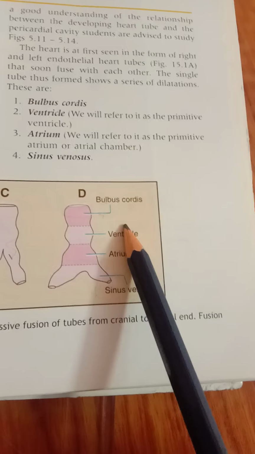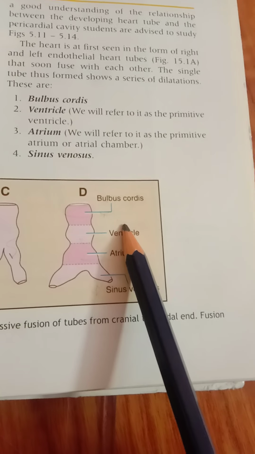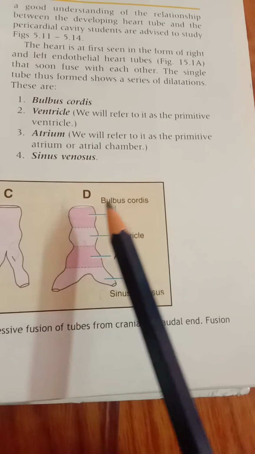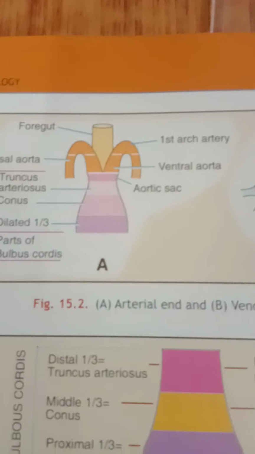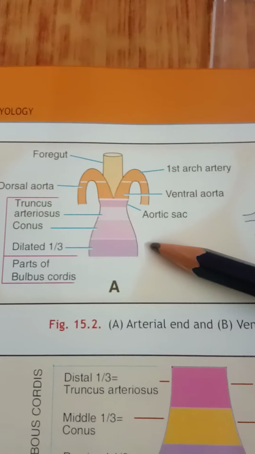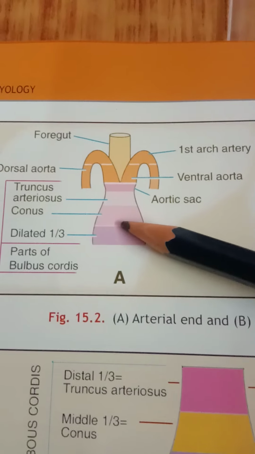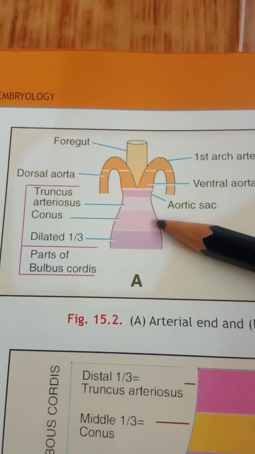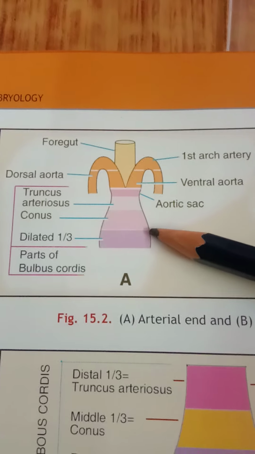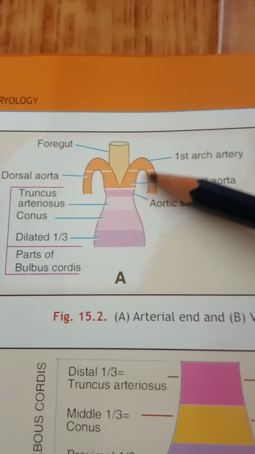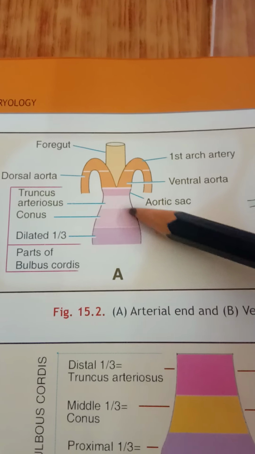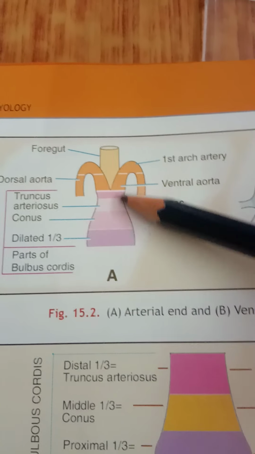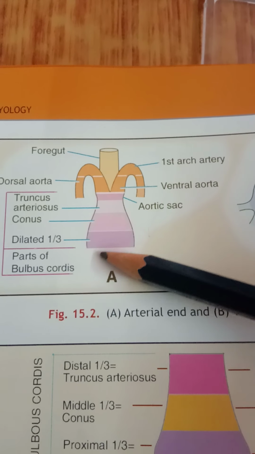So this bulbus cordis is at the arterial end, and it is further divided into a proximal part, middle part, and distal part. So we'll see it in the next diagram. So this is the arterial end of our bulbus cordis. The proximal part is first dilated, and the middle part forms the conus. You can see this is the middle part which forms the conus.